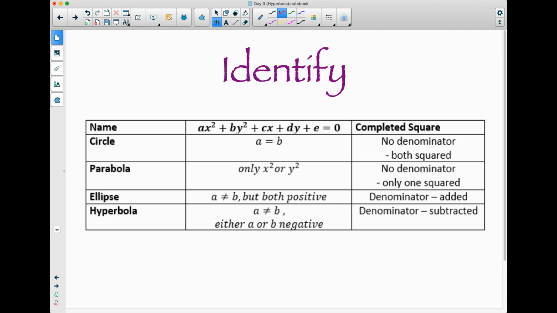Like I said, the first part of your test is going to be matching. So it's a good thing to know the difference between all of those equations. And then, of course, you can change between the 2 forms. I'm going to leave that up there, but you can get started on your homework.